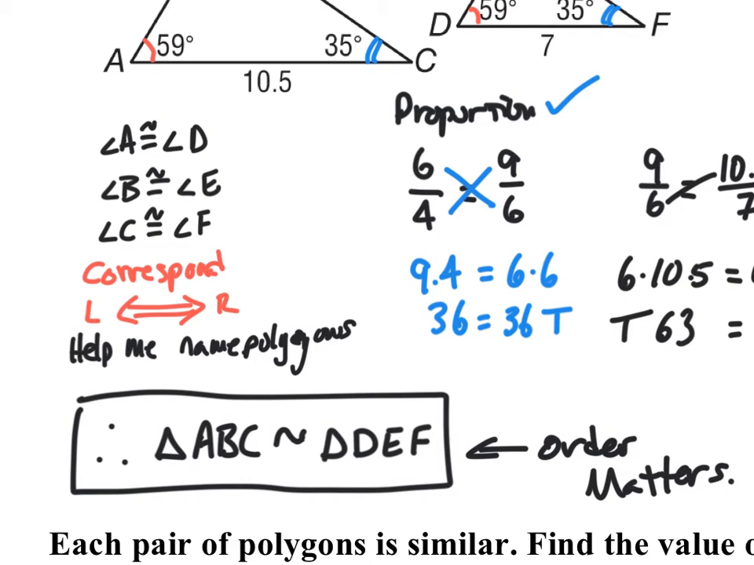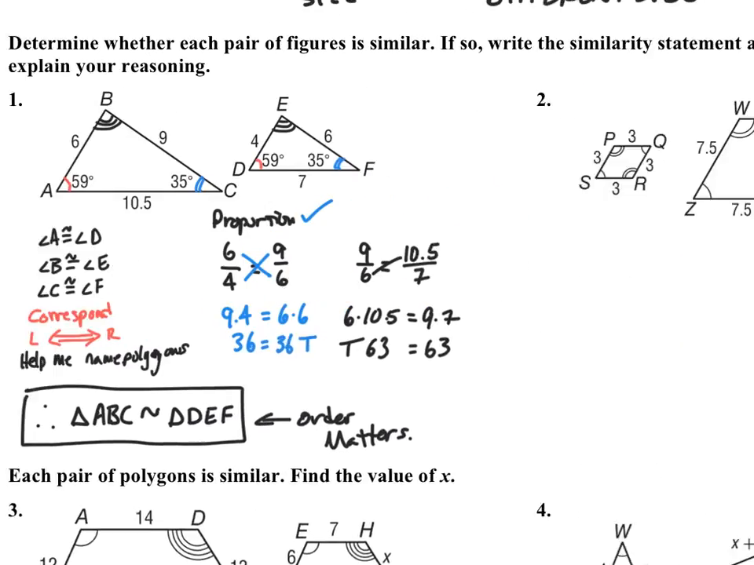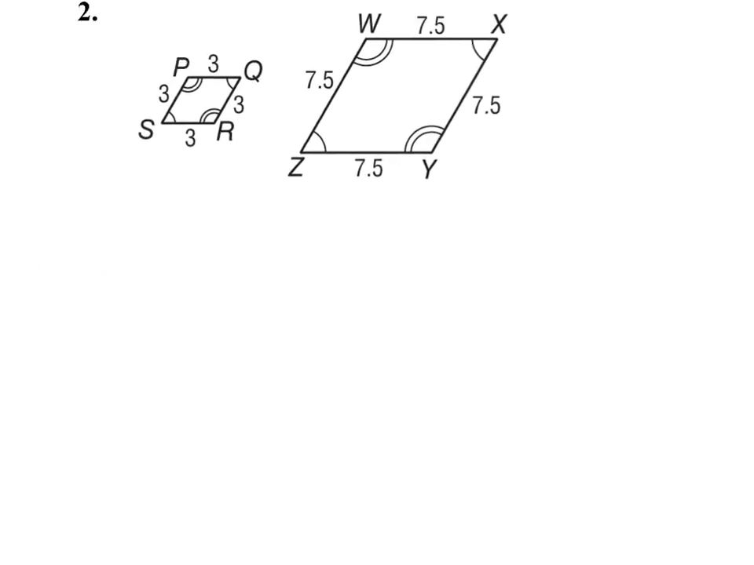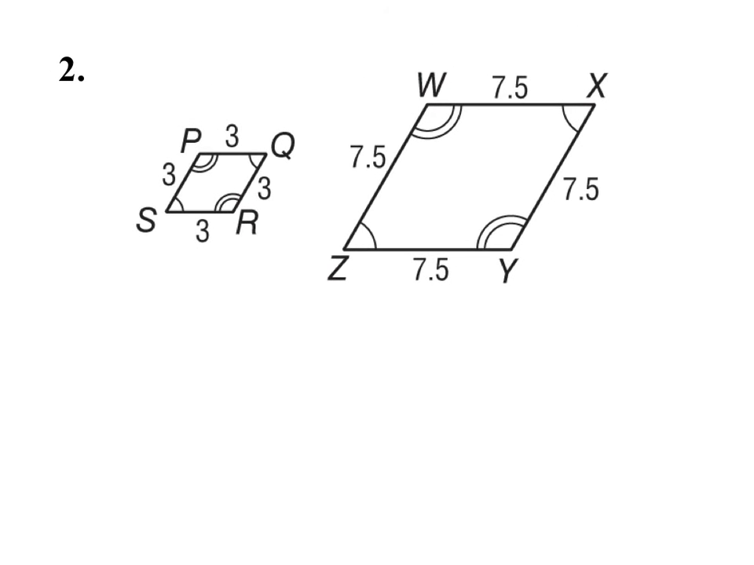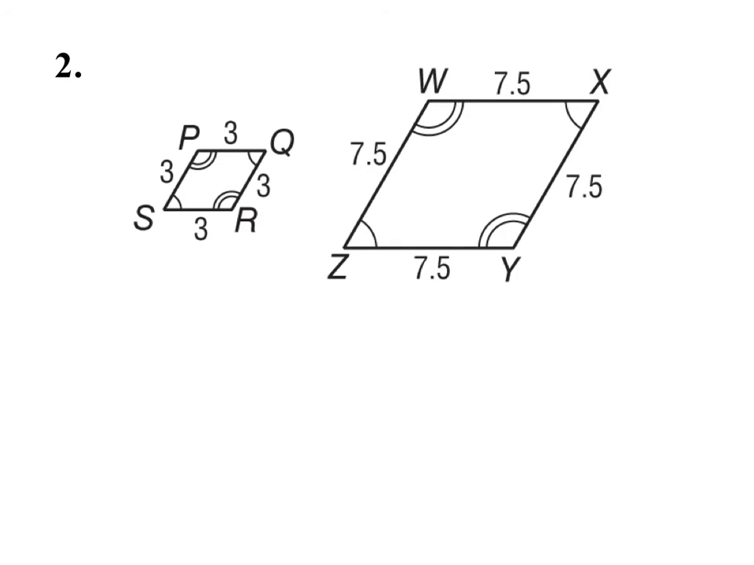Let's go ahead and take a look at number 2. Number 2 is a lot easier to tell that these are similar. I don't have to really do too much work here, but I want to talk about my angles and what corresponds with what. So I know that angle P is congruent to angle W. I'm just looking from my top left to this top left, and I'm going to go around the figure to help not only to show that all the angles are congruent, but to help me name this.